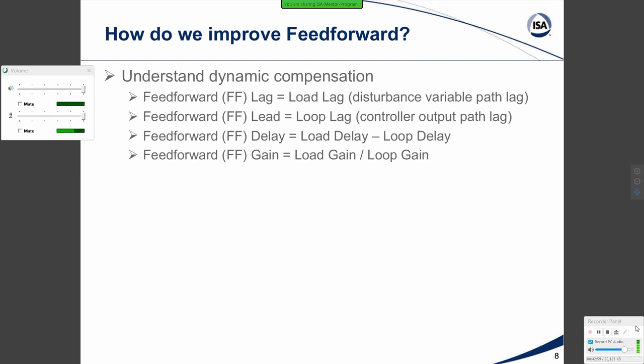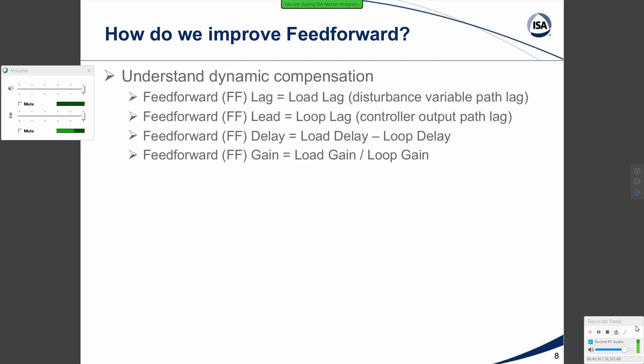The feed-forward delay is much more understandable in terms of it's the load delay minus the loop delay. In other words, you're hoping that it takes longer for the disturbance to get into the process at that common point, as your correction. If it takes longer for your correction to get in than a disturbance to that common point, you're in trouble because you're going to be late. And there's been some situations where that was the case, and really feed-forward did more harm than good.